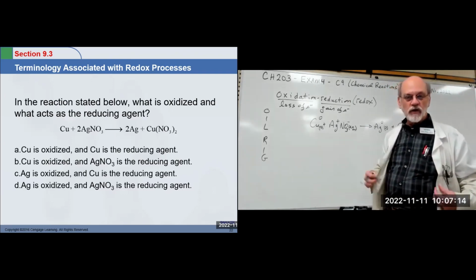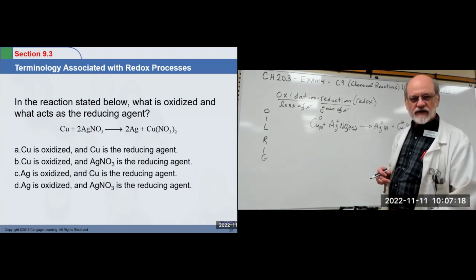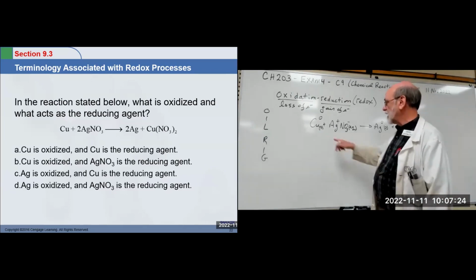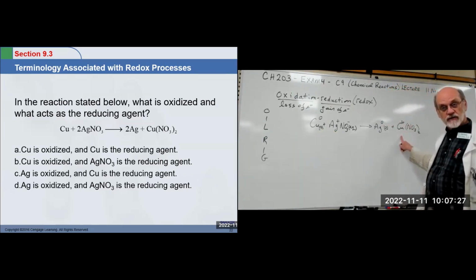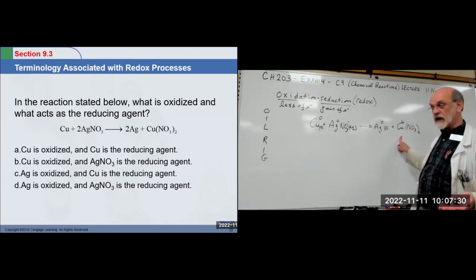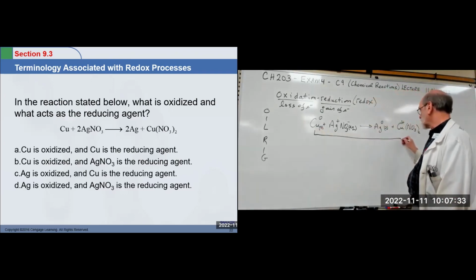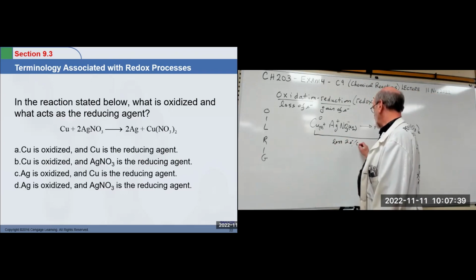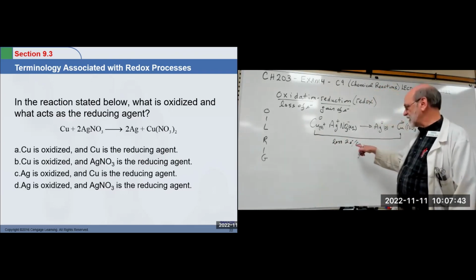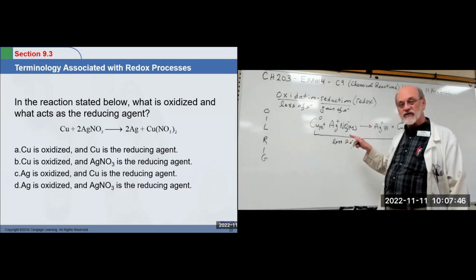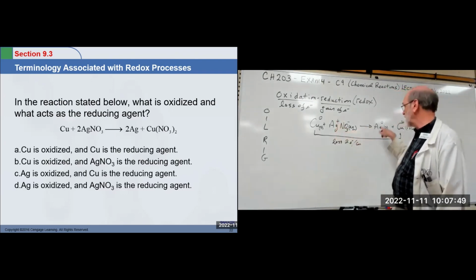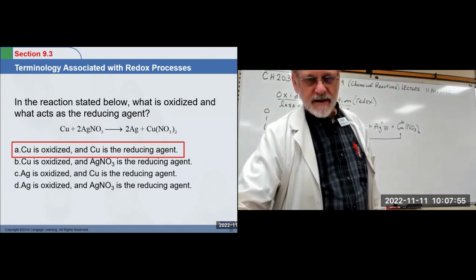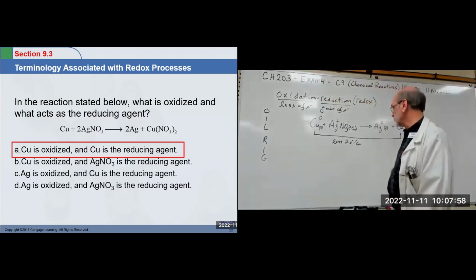Okay, now we can say which one was oxidized. What is oxidized and acts as the reducing agent? So who loses electrons? Well, copper goes from 0 to +2, which is an increase in oxidation number, which means it was oxidized. So copper has a loss of 2 electrons per copper atom. That means it is the reducing agent. It provides electrons to reduce silver from +1 to 0. All right. That makes A the answer.